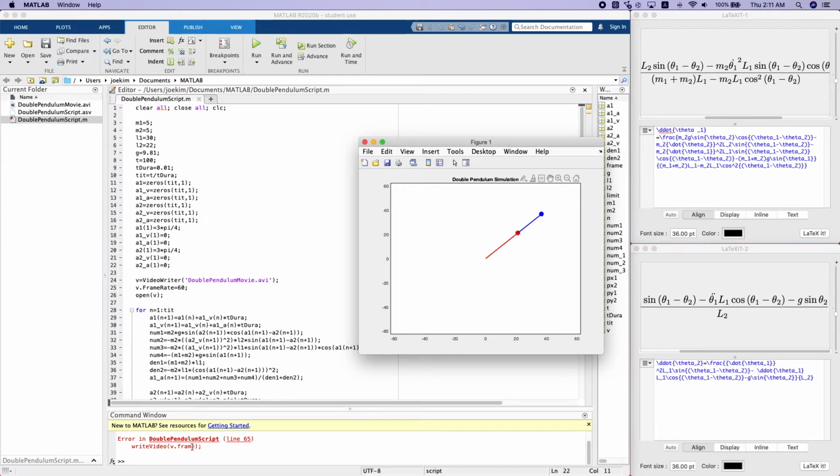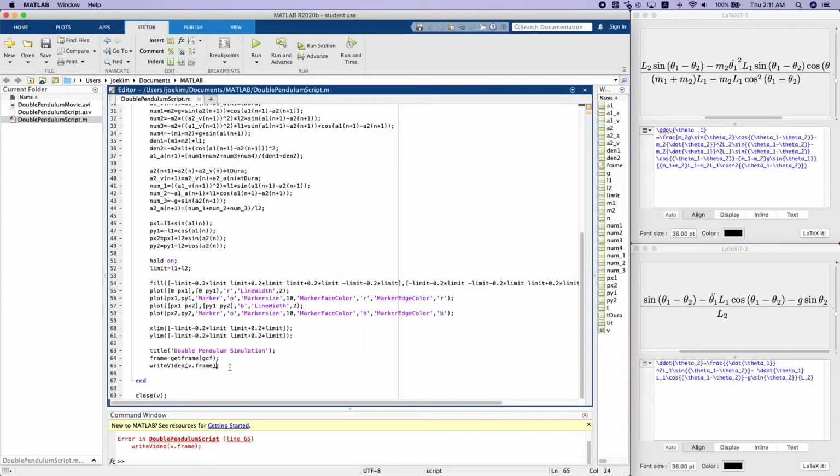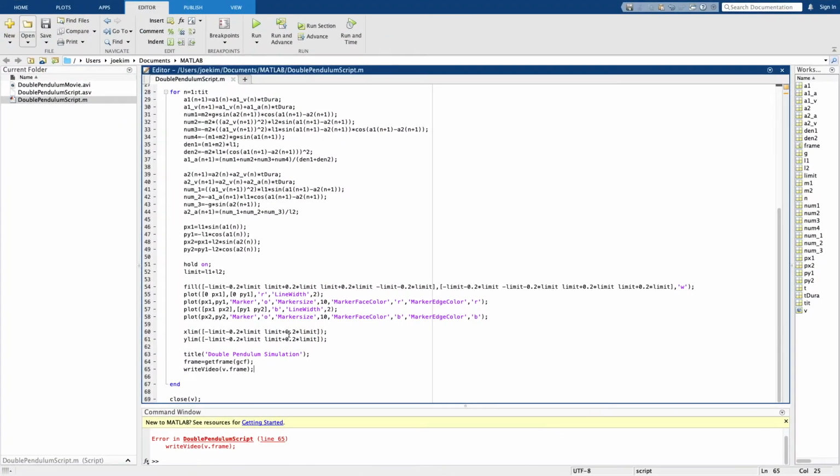Are they? Is there an error? It says there's an error. Seems like it's not moving, so let's see what the problem is. So we have, oh, this.